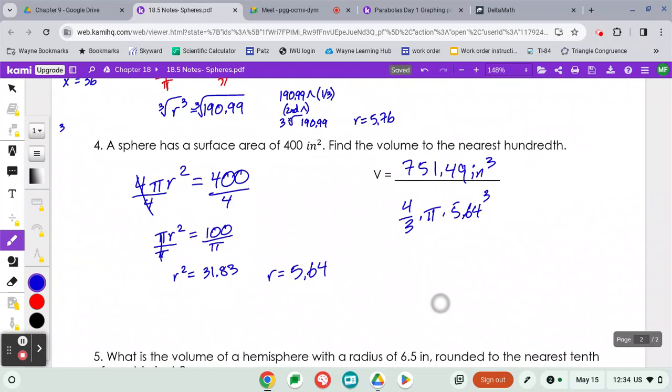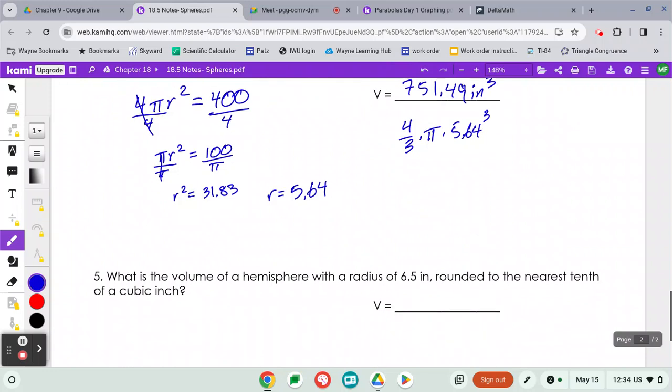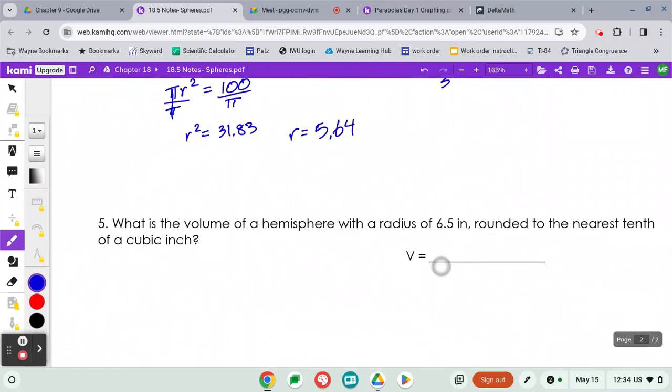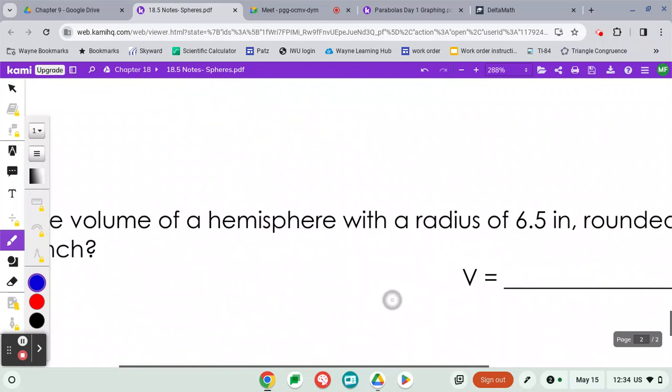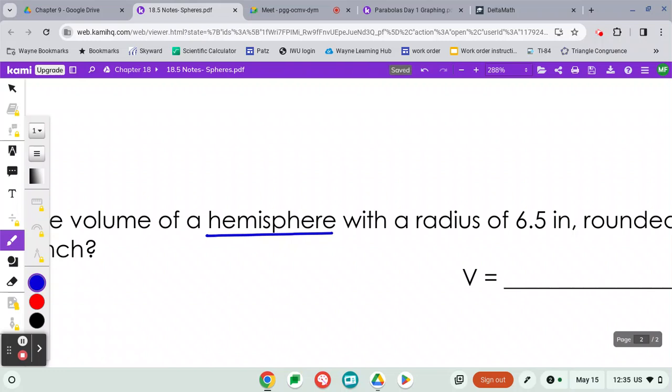All right. One last question, and this last one is very simple, as long as you know one word. It says, what is the volume of a hemisphere with a radius of 6.5 inches, rounded to the nearest tenth of a cubic inch? So, what does the word hemisphere mean? Anyone know? Yeah, half of the sphere. Now, in the world, does anyone know where we live? What hemisphere do we live in? The northern hemisphere, right? Because the equator divides the earth in half.